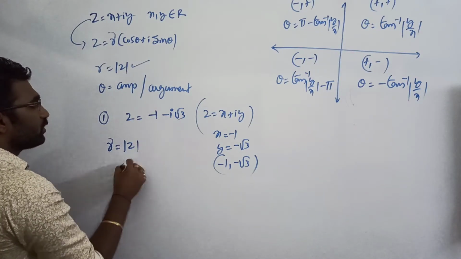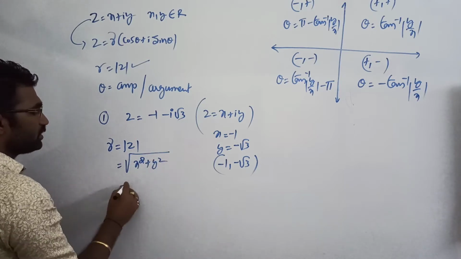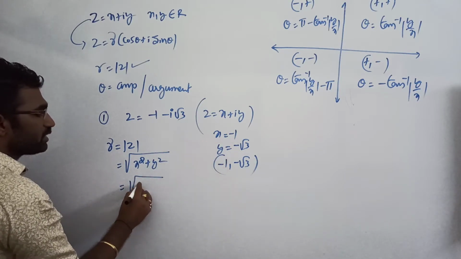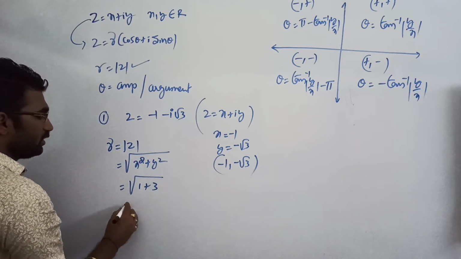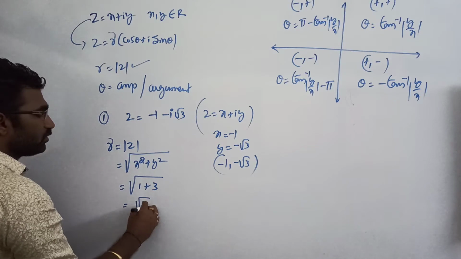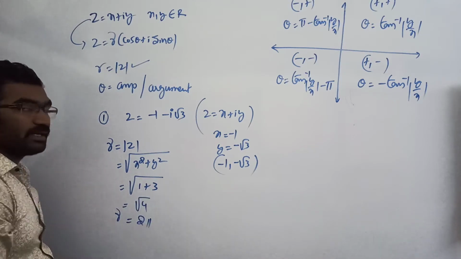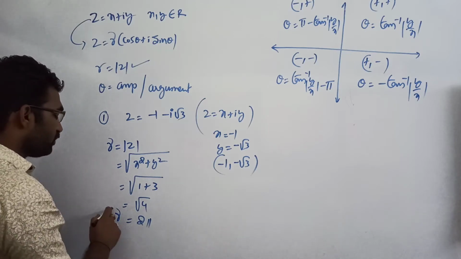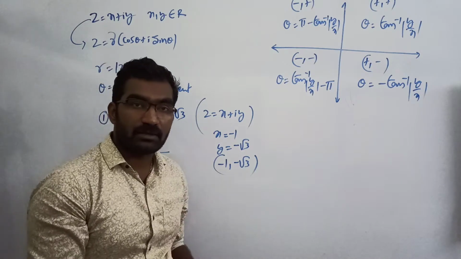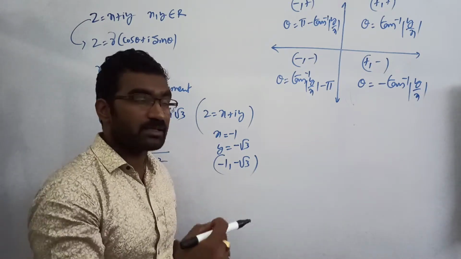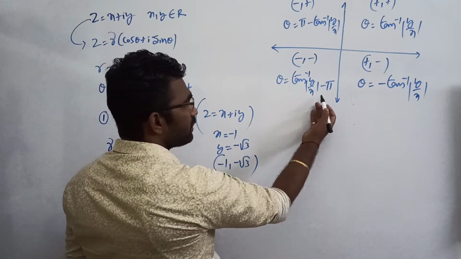r is nothing but the modulus of z, which is given by the square root of x square plus y square. x square is minus 1 squared, which is 1; y square is minus root 3 squared, which is 3. Therefore we get root 4, so the answer is 2. Since it is under the root, why do we take only the positive number? Because the modulus is nothing but the distance from the origin to that respective point.